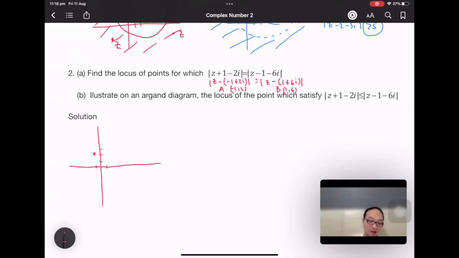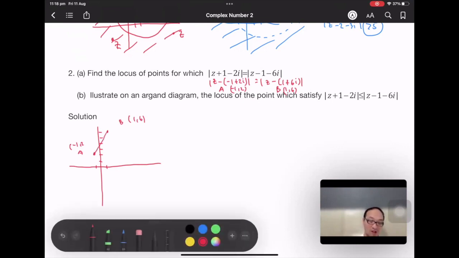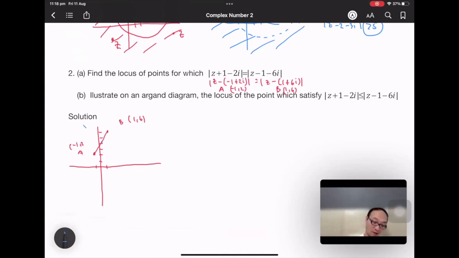1, 3, 4, 5, 6. This is A, this is B, 1, 6. A is negative 1, 2. So I can connect the line. And this type is the perpendicular bisector. So I can just draw it perpendicular to the line.